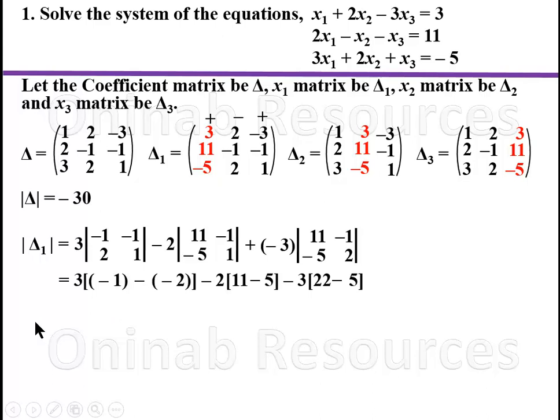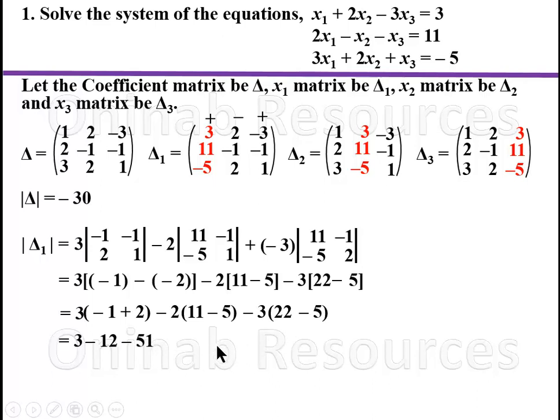So we now remove the inner bracket only in the first part. So we have a 3. This is -1. Negative gives positive, so that's +2. So we maintain the rest. -3, 22 minus 5. So we now evaluate. -1 plus 2 gives 1 times 3 gives 3. So 11 minus 5 gives 6 times negative 2 gives negative 12. 22 minus 5 gives 17 times negative 3 gives negative 51. So we now have our answer as negative 60.